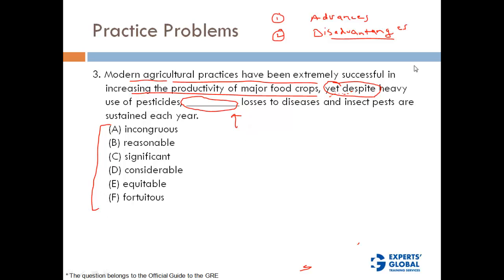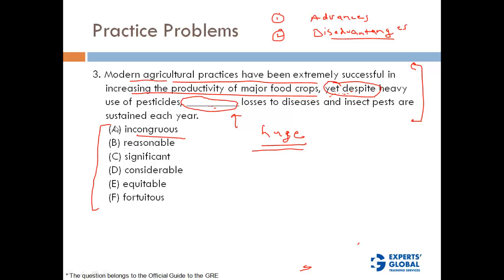Just before we look at the options, reread this and you will see that the missing word has to be something like: yet despite heavy use of pesticides, huge losses to diseases and insect pests are sustained every year. So something like "huge" is what we are looking for.